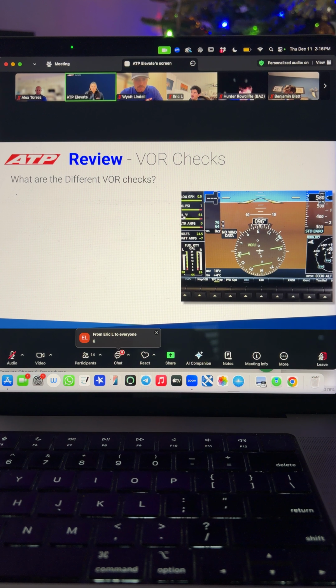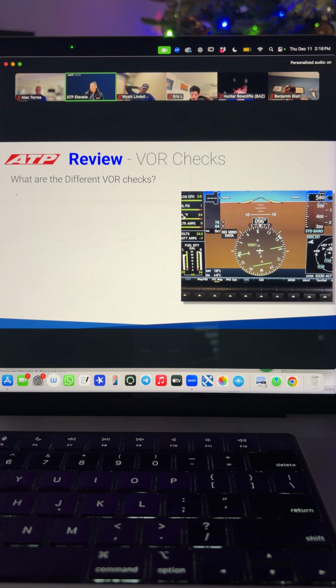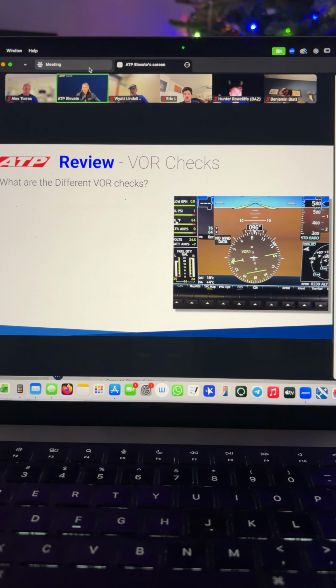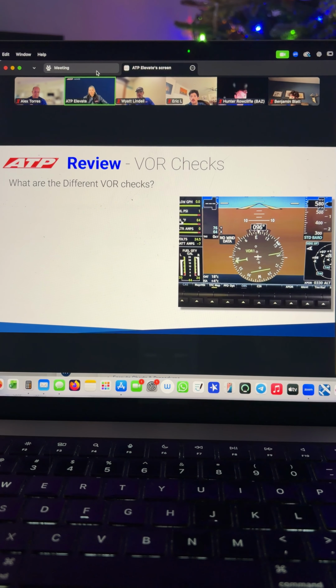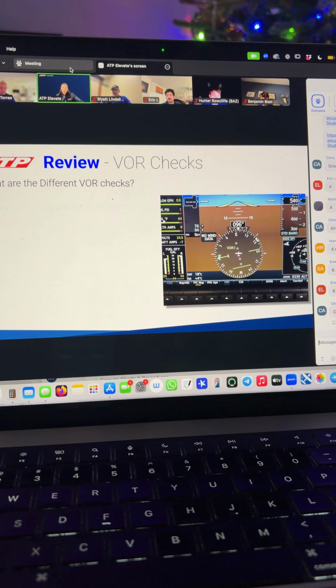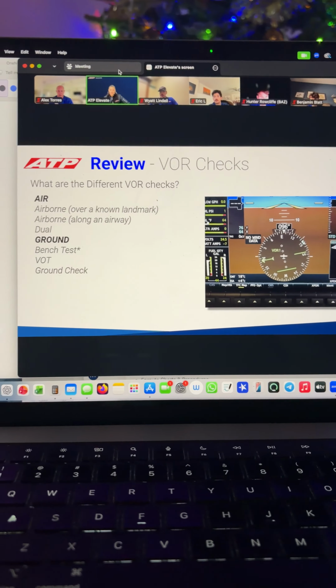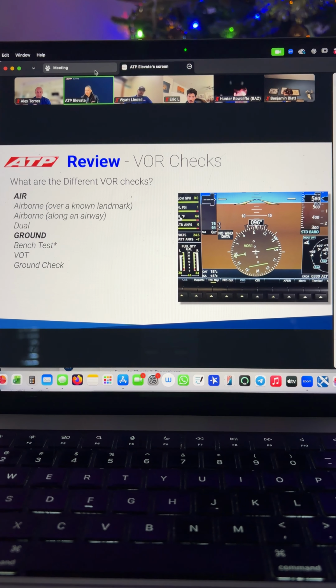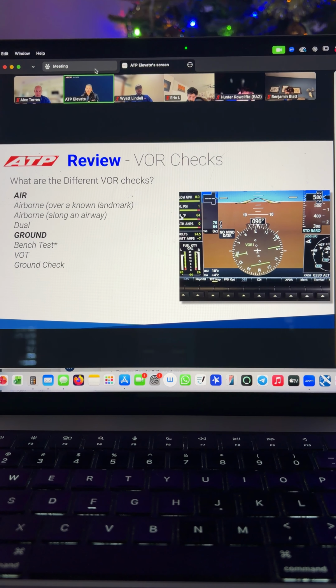All right, so what do we normally do with ATP planes since we have VOR 1 and VOR 2? Anybody? Dual VOR? Compare the two, yeah. So we do a dual VOR check. Yeah, absolutely. So you still have the same bearing error that's allotted to you. Does anybody know what a VOT is? Or where to find it, rather?